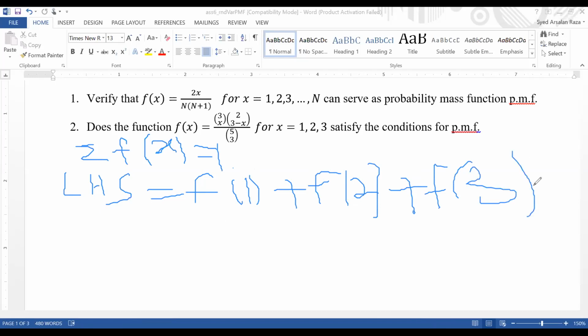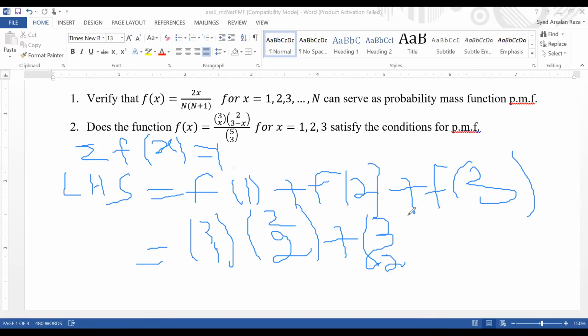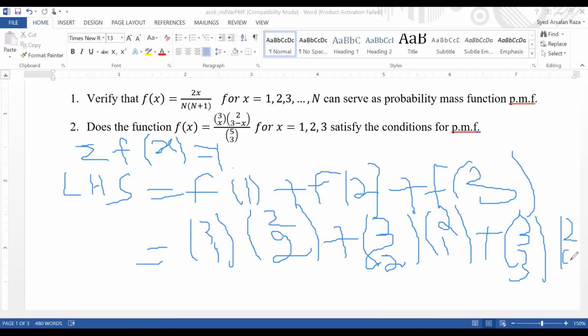If the sum of these three function values is 1, then we can say that it holds. 3 combination 1 multiplied by 2 combination 3 minus 1, this is 2, plus 3 combination 2 multiplied by 2 combination 3 minus 2 is 1, plus 3 combination 3 multiplied by 2 combination 0, or whole divided by 5 combination 3.